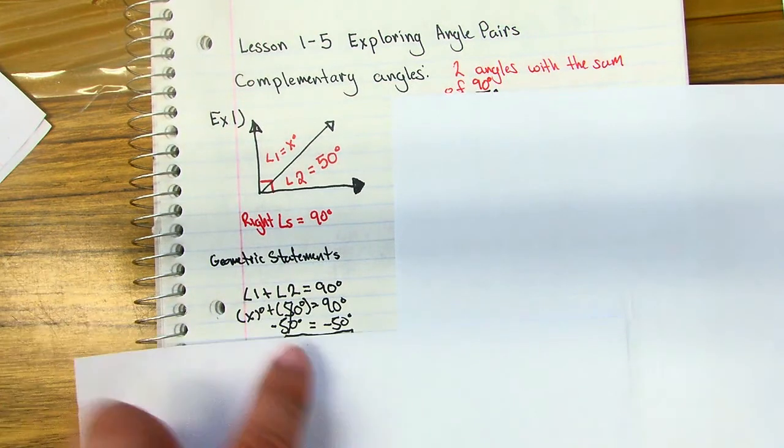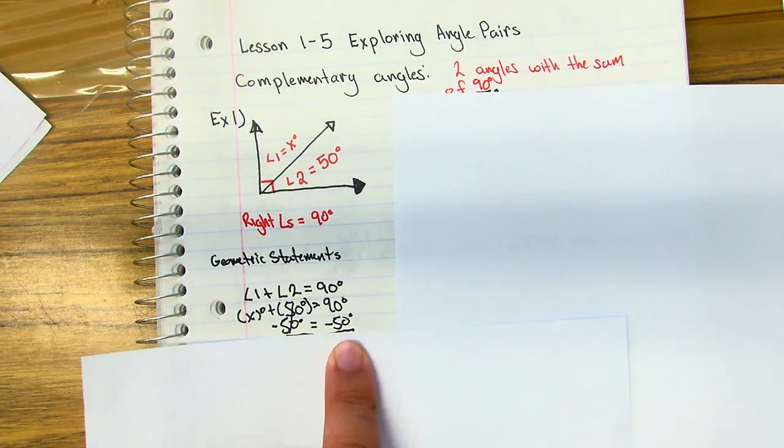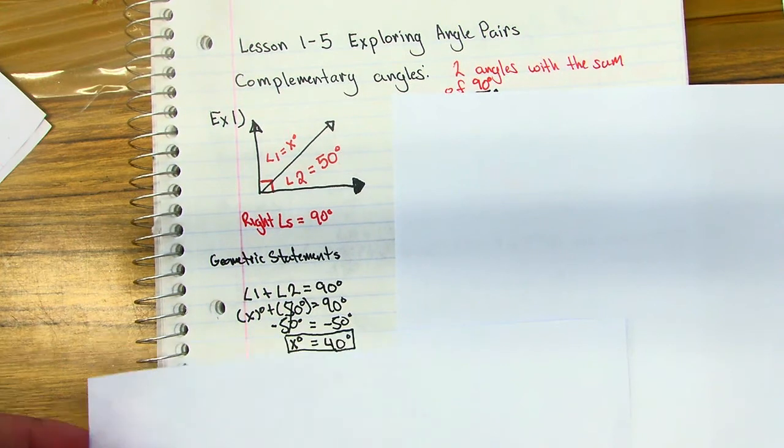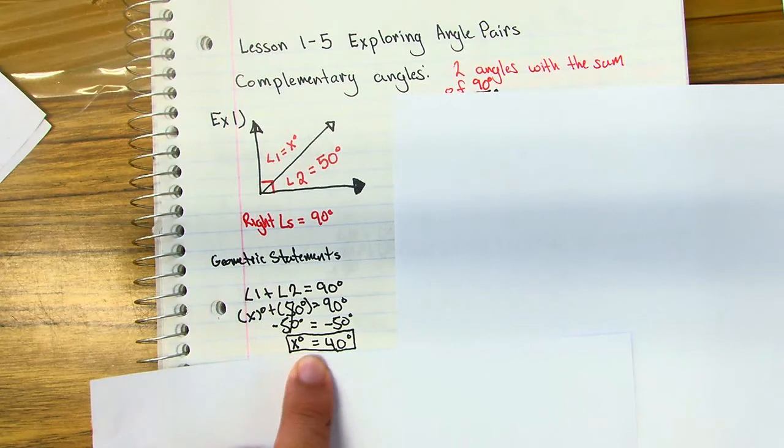The next step here is to minus 50 on both sides of the equation. I'm going to remove plus 50 with minus 50 out of this expression and put it to the next expression. 90 minus 50 will equal 40. I drop down x here. X, the degree of x, equals 40 degrees.